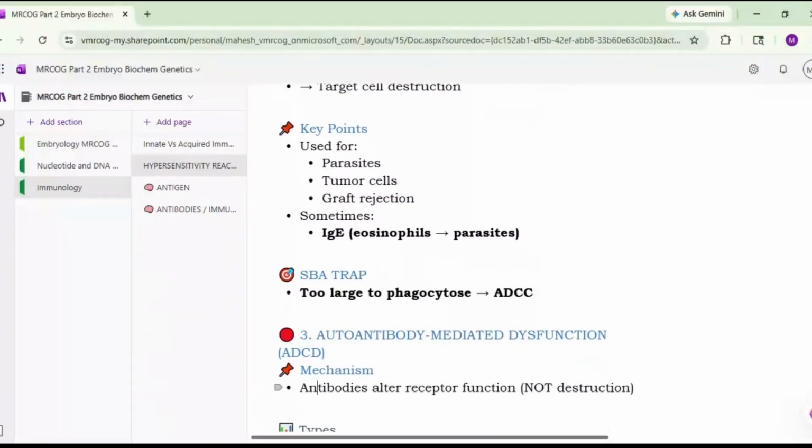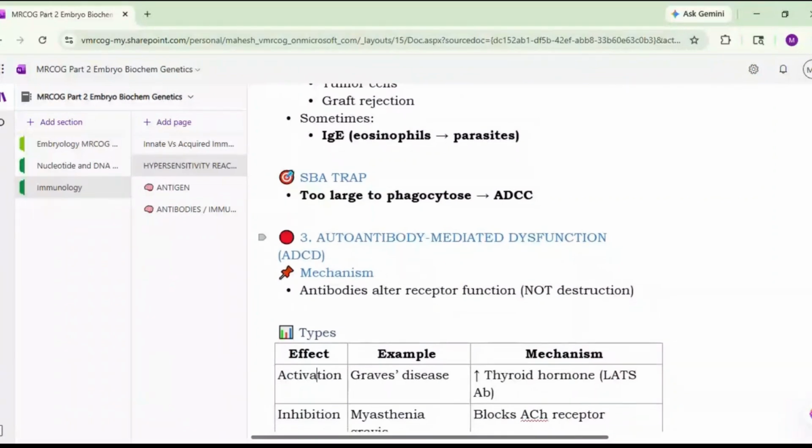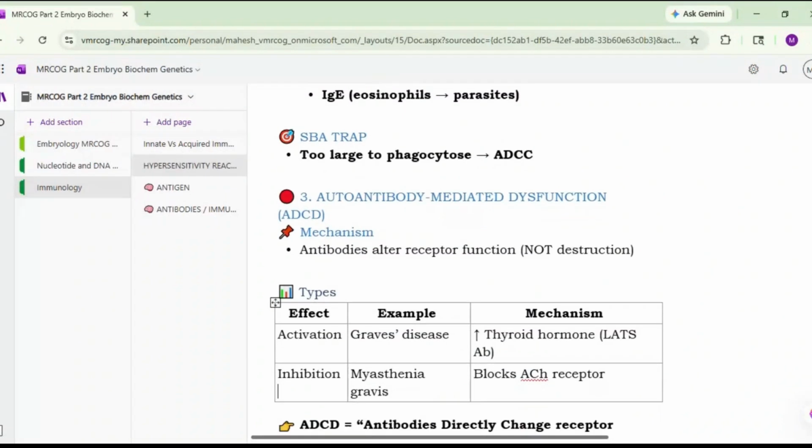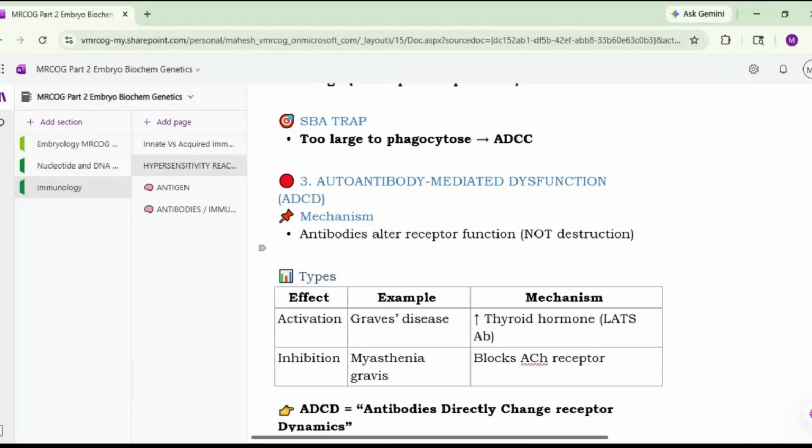Third is autoantibody mediated dysfunction. Antibodies alter receptor function. So there is no destruction, but antibodies will alter receptor function. This is present in autoimmune conditions. There may be two types of things which can happen. There will be antibodies altering the receptor function. This receptor function may be activated or may be inhibited also.